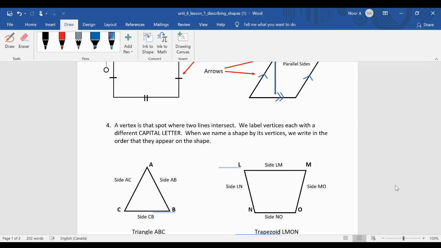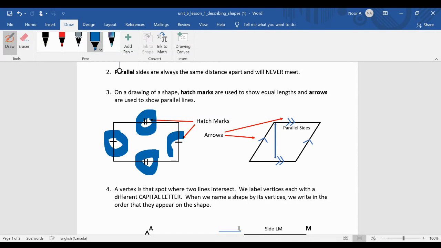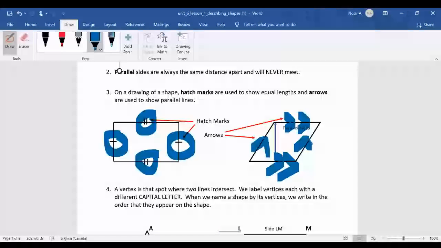So a quick review, we look at the length. If we have this mark over here and this mark over here, it means these two lines have equal length. And then this line and this line have an equal length. This is parallel to this, and this is parallel to this. So this parallelogram is showing me four parallel sides. These two are parallel to each other, and the other ones are parallel to each other.